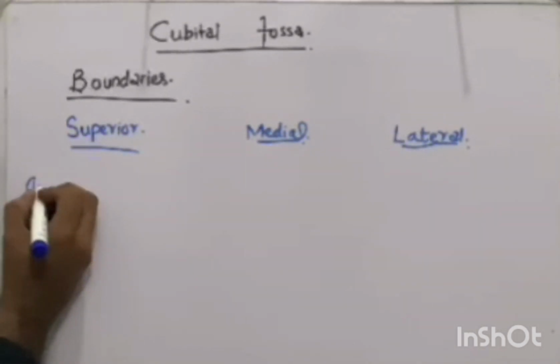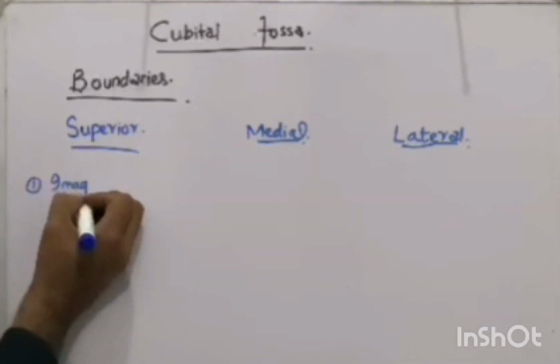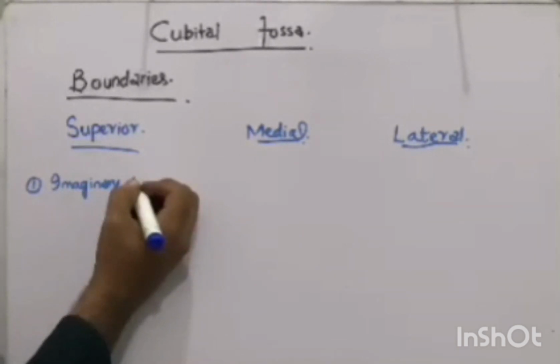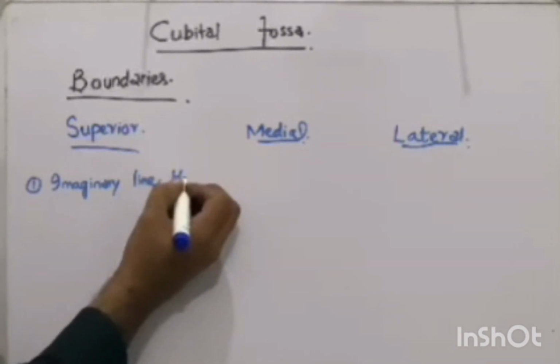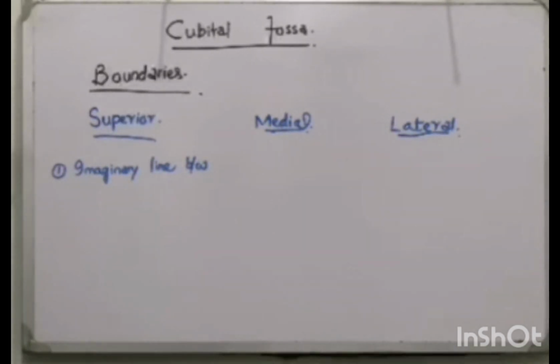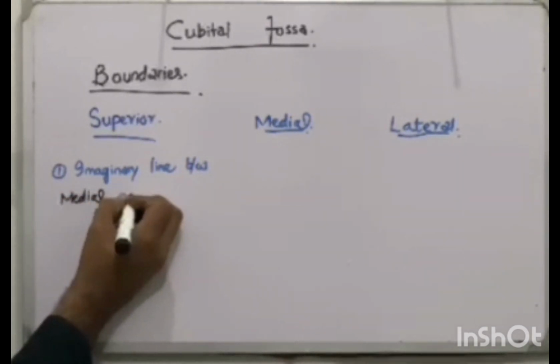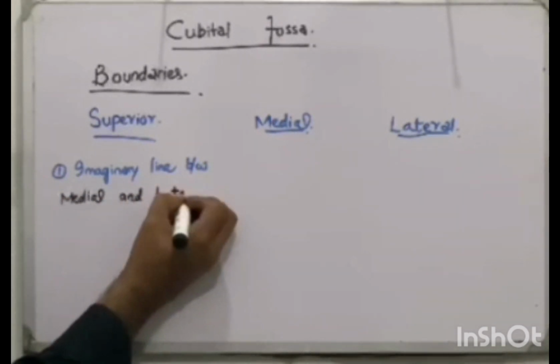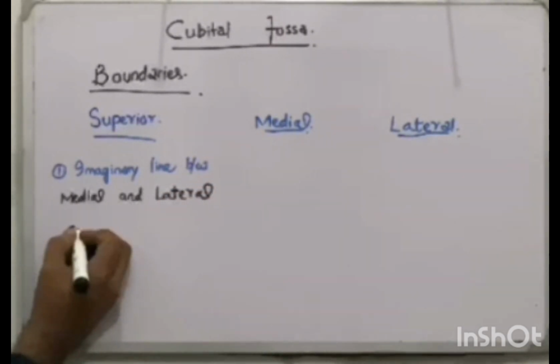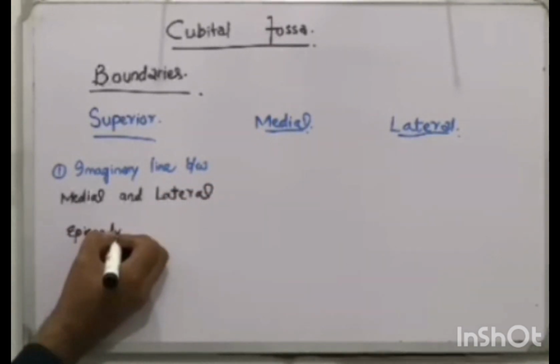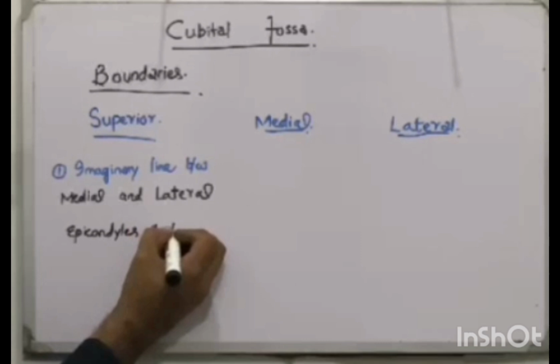First, we will discuss the superior boundary. The superior boundary is formed by an imaginary line between the two epicondyles of the humerus, between the medial and the lateral epicondyle of the humerus. The imaginary line that connects these two forms the superior boundary of the cubital fossa.